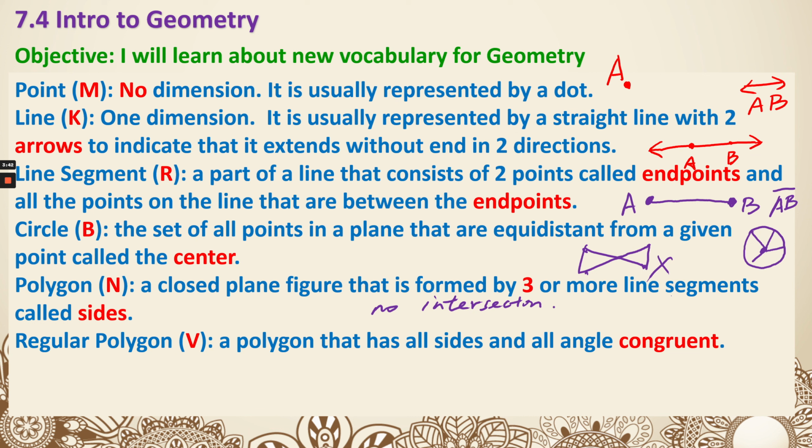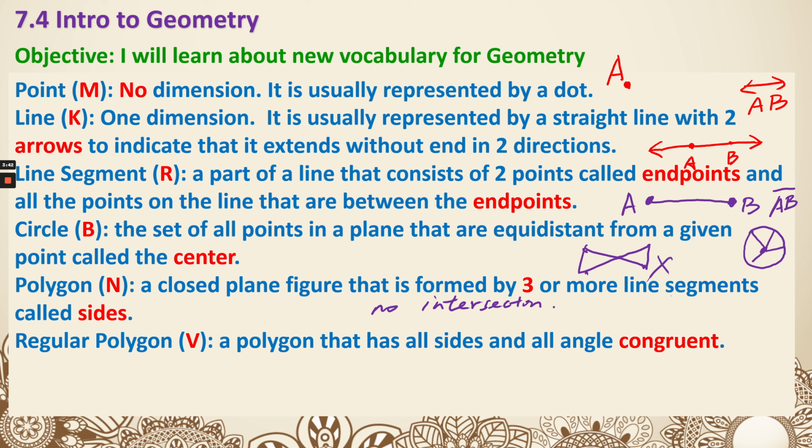Then, of course, irregular polygon matches with definition P. It is a polygon that doesn't have all sides and all angles congruent. So, for example, a right triangle like that, clearly all 3 sides are not the same, so that is going to be an irregular polygon. Next, triangle, a polygon with 3 sides and 3 angles. The sum of the angles of a triangle is 180 degrees. That is something very important, one important fact about triangles.